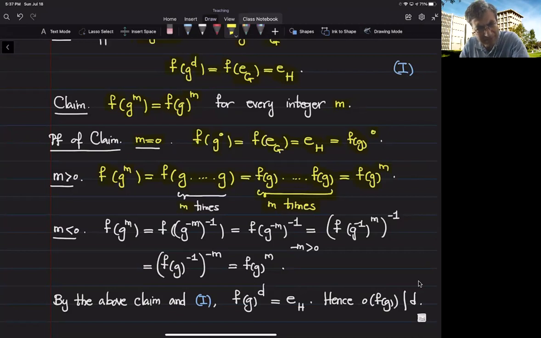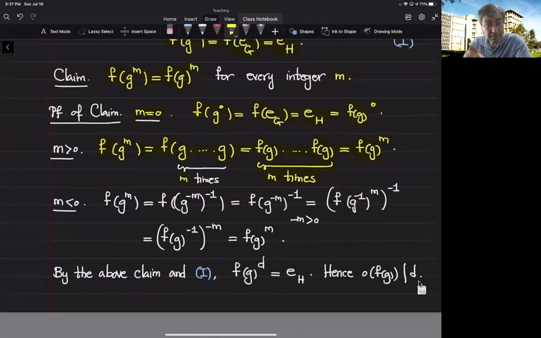Now, what happens if m is negative? If m is negative, then I can think about it as negative m times negative 1. Then negative m is positive. So g to the m is g to power negative m, raised to power negative 1. This is the usual trick for going from a negative power to a positive power. So instead of dealing with g raised to some negative power, I can write it as g raised to some positive power, the whole thing raised to power negative 1.